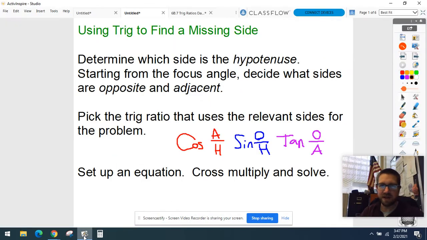So let me hop over here, and I'm going to solve for some missing sides in these triangles. Just a real quick recap. When you are finding a missing side, there are some basic steps that I always tell people to follow. First, you figure out where the hypotenuse is and label the opposite and adjacent sides based on one particular focus angle in the triangle. Once you've done that, you pick whichever ratio makes sense for the sides that are in the problem. If you're looking for a side, that's important. If you already know a side, that's the other important one. And then you set up an equation, cross multiply and solve.